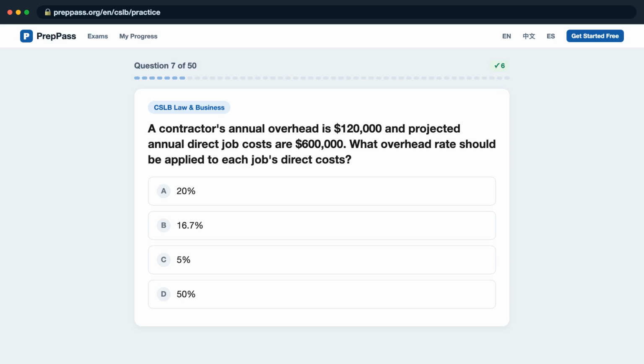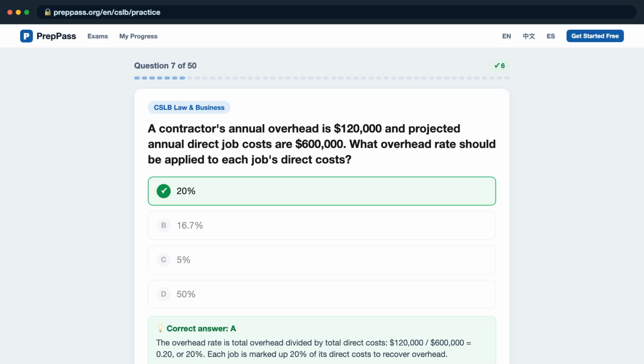Question 7. A contractor's annual overhead is $120,000 and projected annual direct job costs are $600,000. What overhead rate should be applied to each job's direct costs? Is it A, 20%? B, 16.7%? C, 5%? D, 50%? The correct answer is A. The overhead rate is total overhead divided by total direct costs. $120,000/$600,000 equals 0.20, or 20%. Each job is marked up 20% of its direct costs to recover overhead.